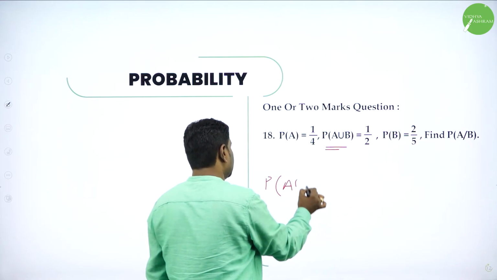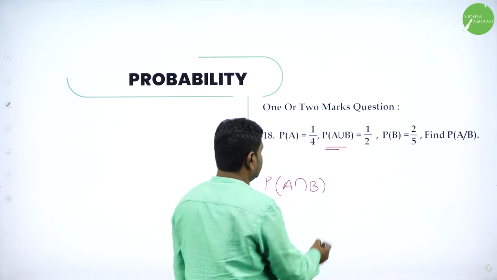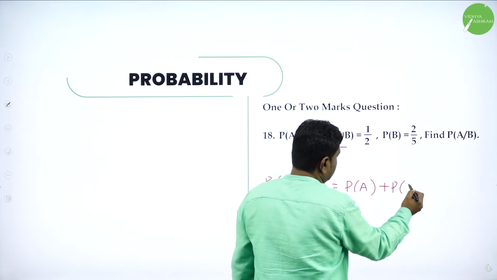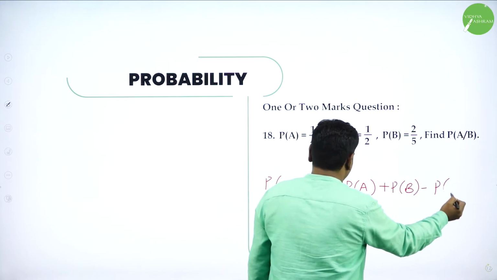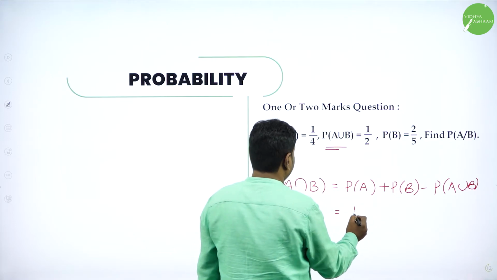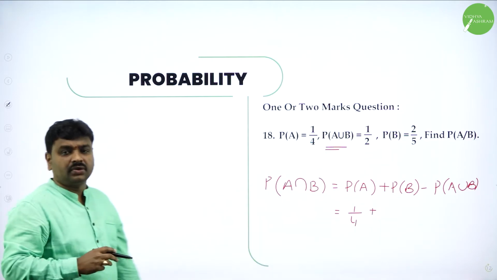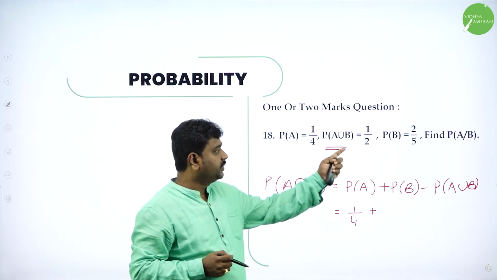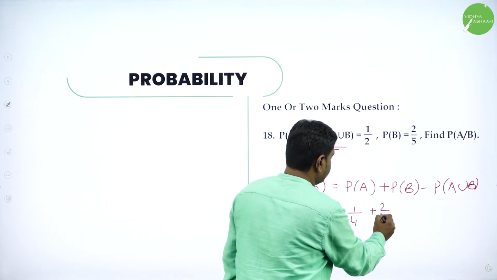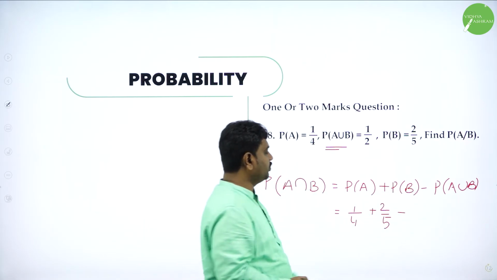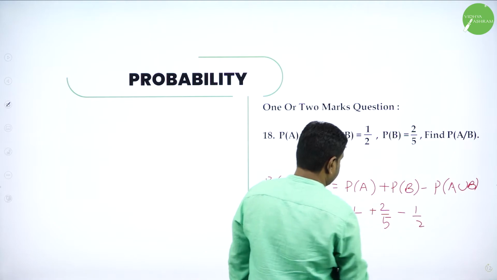First you go for A intersection B. What is P of A intersection B? All of you know P of A plus P of B minus P of A union B. What is P of A? P of A is 1 by 4. What is P of B? P of B is 2 by 5. So now P of A 1 by 4, P of B 2 by 5, minus P of A union B. What is P of A union B? 1 by 2.